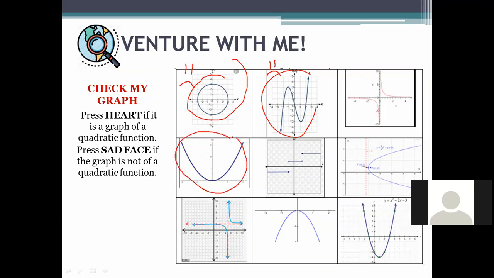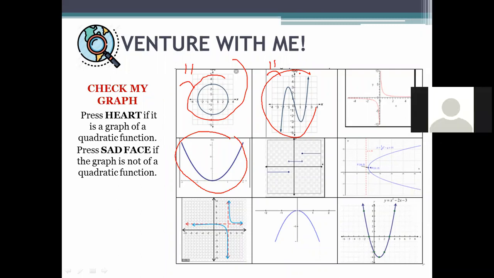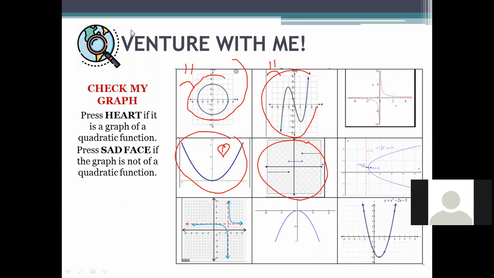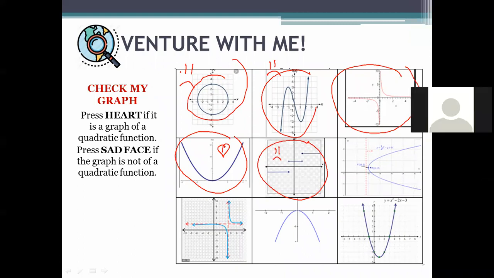How about this? Heart or sad face? How about the rest? The correct answer is it's a heart. Next, how about this one? Heart or sad face? Let me check. Oh, very good. Most of you got it correct. That's a sad face. How about this one? Heart or sad face? Let me see. We are now divided. The correct answer is it's a sad face.